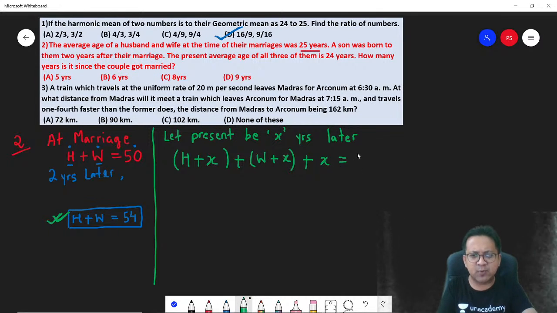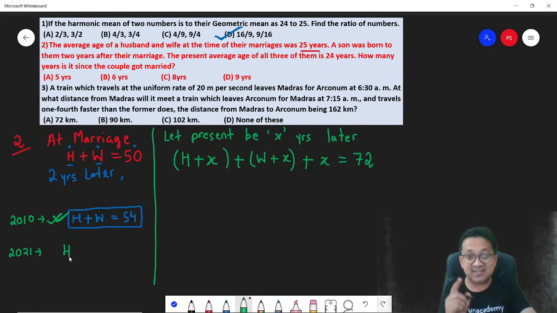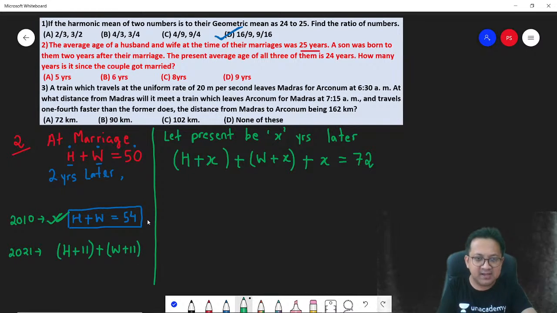So the average is 24, so the sum is 24 into 3, 72. Some of you might have a doubt here, so let's take numbers to understand. Let's say this was for the year 2010. What would happen in 2021? 11 years have lapsed. If the husband's age in 2010 was H, in 2021 the husband's age would be H plus 11. If the wife was W in 2010, 11 years later the wife would be W plus 11. And remember, the son got born in 2010, so the son also will be plus 11, and that should be equal to 54 as an example. We don't have 11, this was just an example.